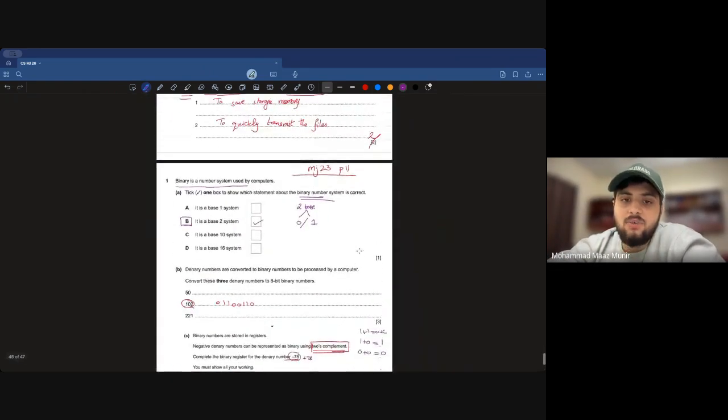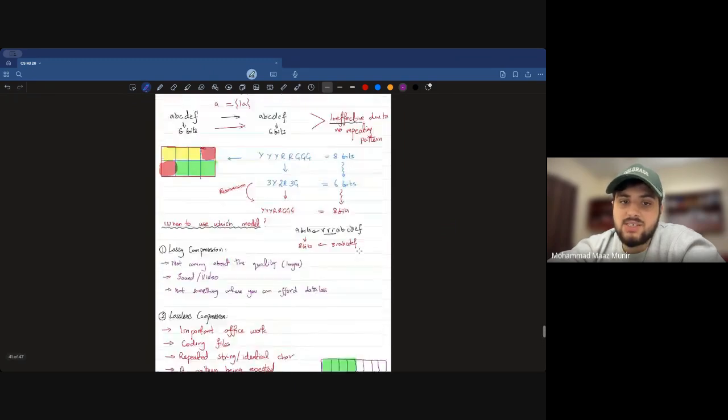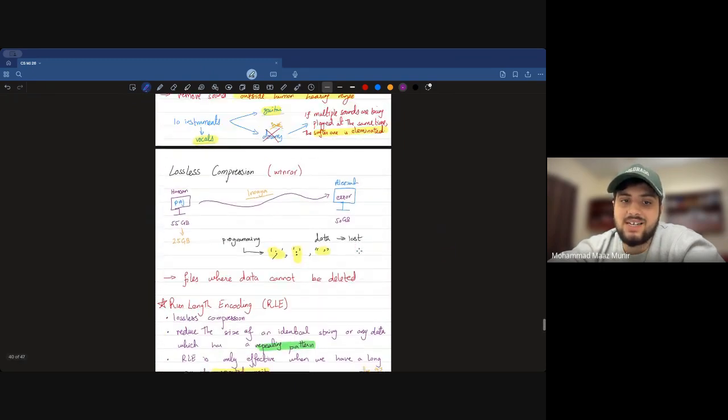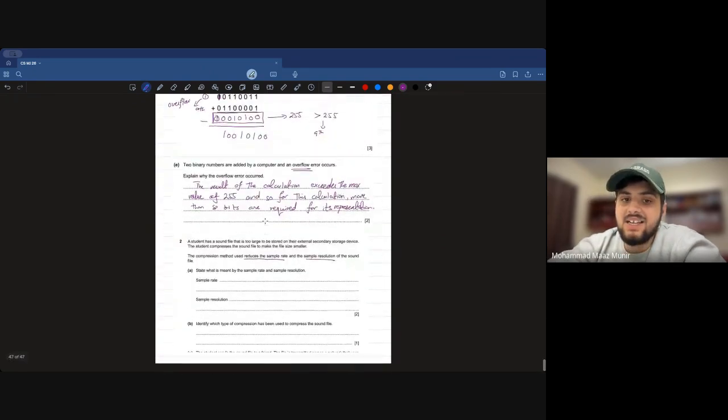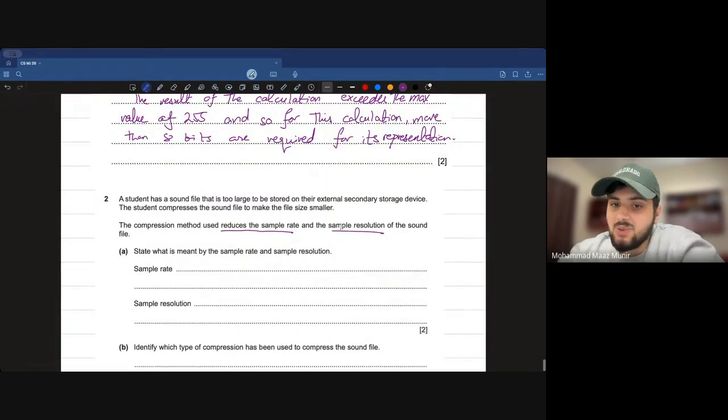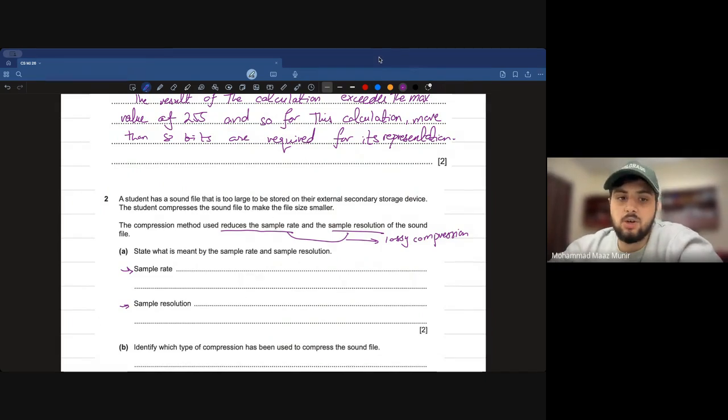So now the good point about our class content which we discussed last night was that we clearly mentioned up here, look, that if there is a lossy compression, this means we're reducing sampling resolution. So this clearly indicates that here also the sampling resolution and sample rate are being reduced. This means that we are doing lossy compression. And now it says that you need to firstly define what is sample rate and what is sample resolution. Perfect Hassan, it's lossy compression.